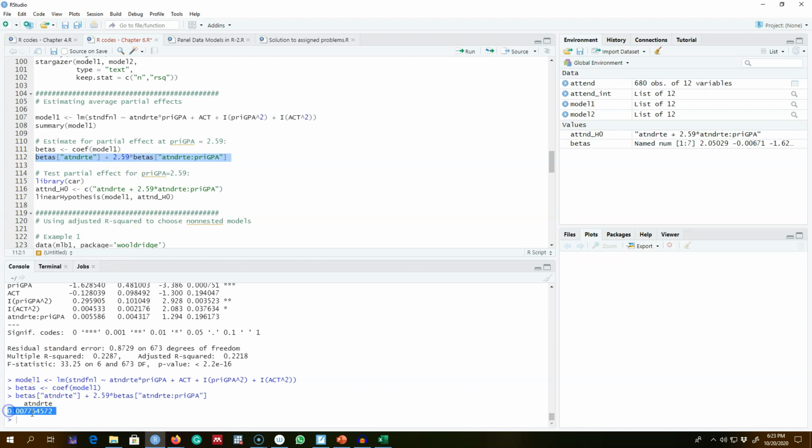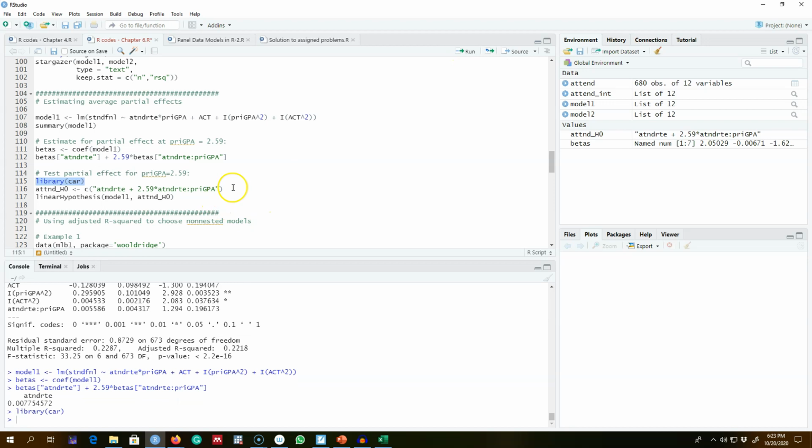As we can see, this is the exact value that we calculated manually. It is 0.0078. We can check the statistical significance of this interaction term by using this library car and then testing the hypothesis of whether beta 1 plus 2.59 times beta 6 is equal to 0 or not.